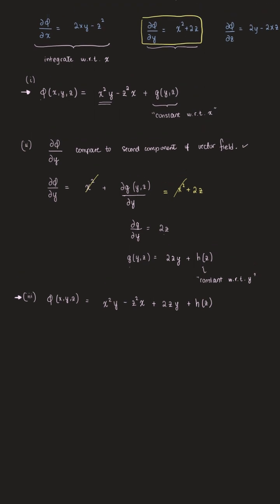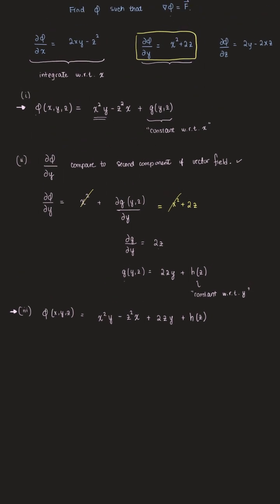So the next thing that I'm going to do is use the fact that the partial of phi with respect to z up here is 2y minus 2xz. We still need this part. We still need to make sure we have that.